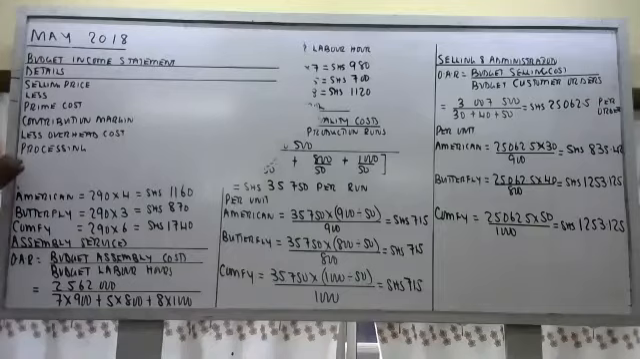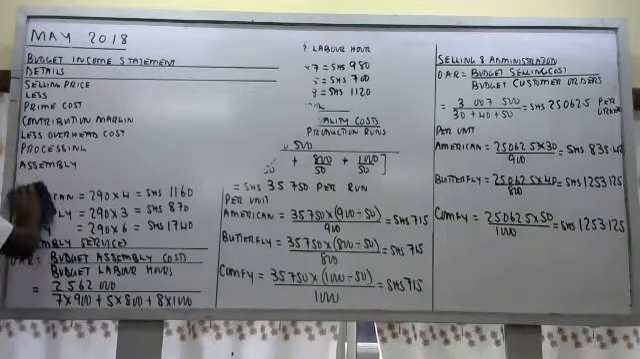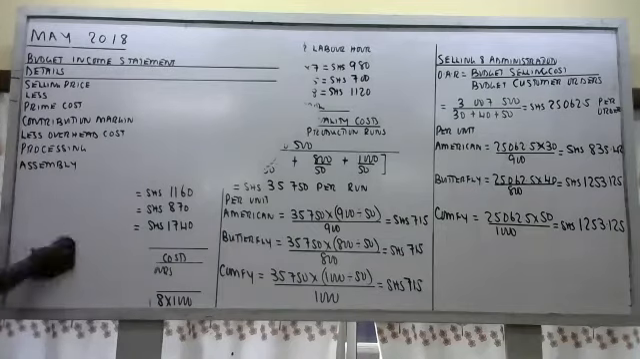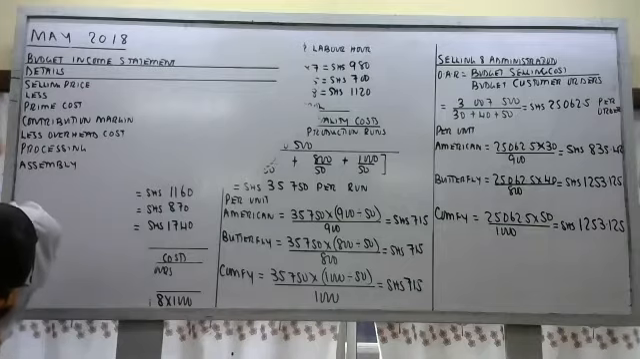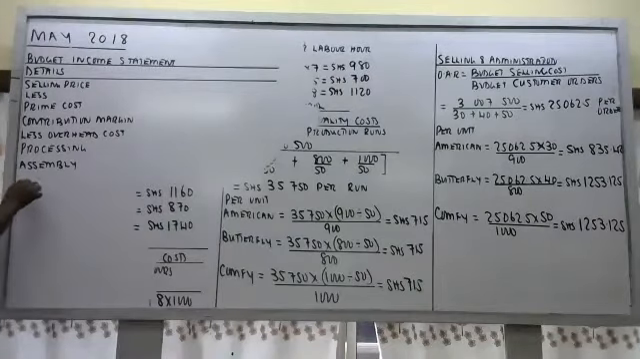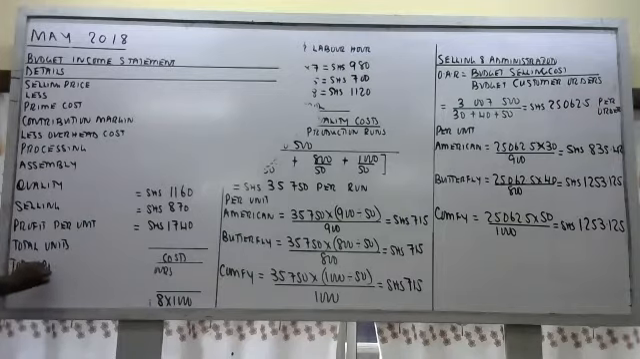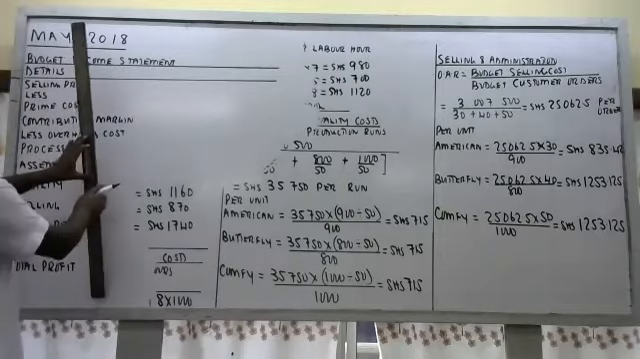The other one was called assembly. After assembly we went to another one called quality control. And then selling. Then profit per unit. Total units. And then total profits.